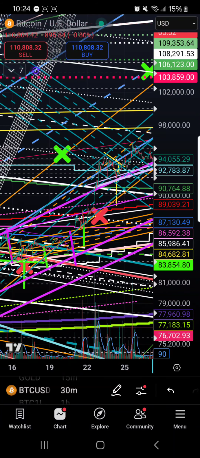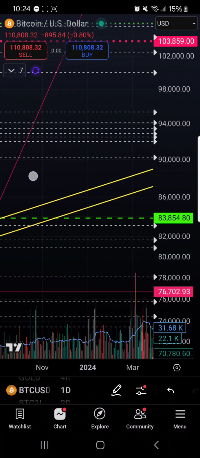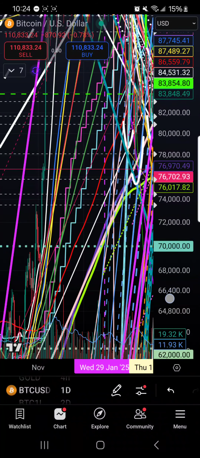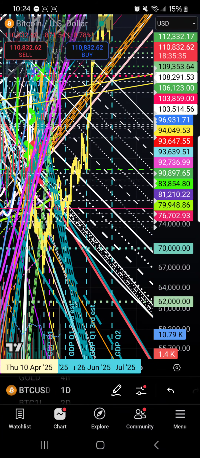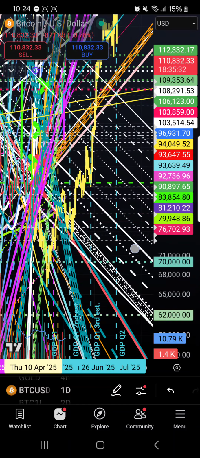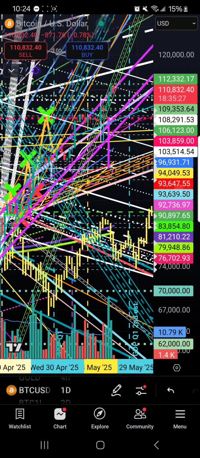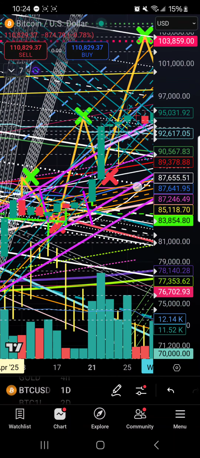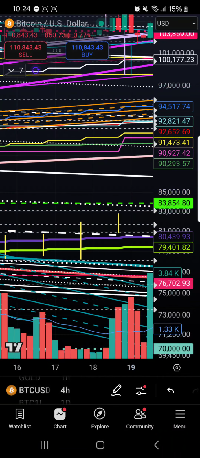Oh, by the way, look at these X's over here. This is the way I thought things were going to play out. I drew that, but I did not make a video after drawing these lines. Gosh, I gotta zoom in some more. Let's go to the 4 hour maybe.